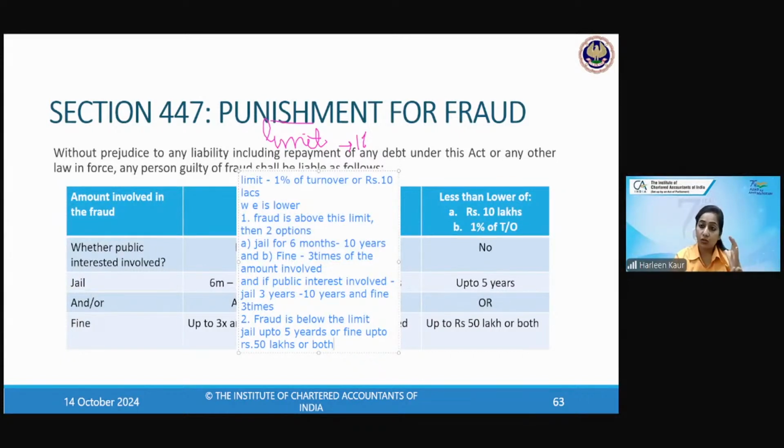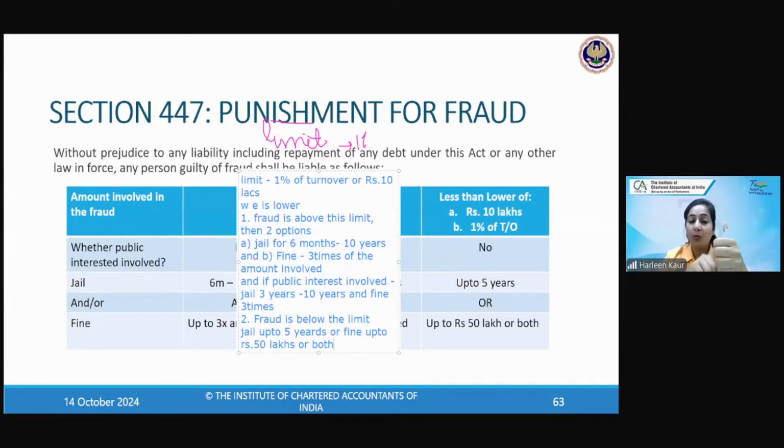So it is not just for section 34-35. Wherever 447 is mentioned, here is your liability for punishment for fraud. Because in CA Foundation, when I used to teach you about the Companies Act, about incorporation also, we used to read that 447 will become applicable. There I told you that in CA Inter, we will talk about what is 447.